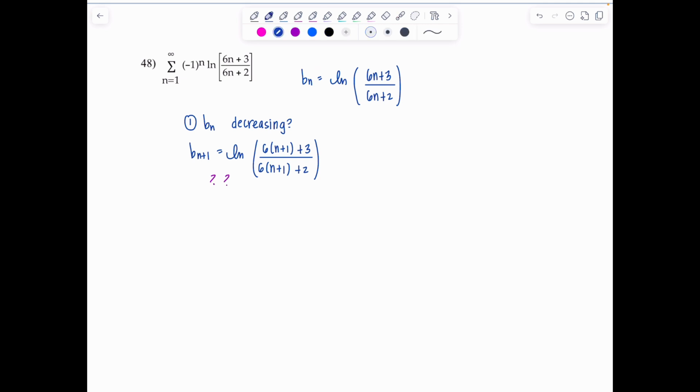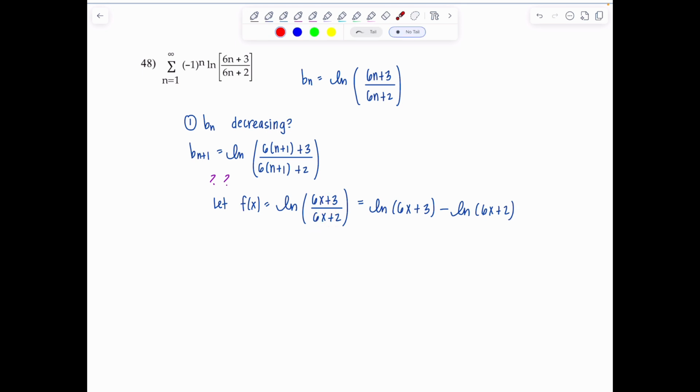So I feel like this is the perfect time we should just say, let f of x be natural log of (6x plus 3) over (6x plus 2), and then just take the derivative and see if it's always negative, okay? Don't take the derivative just yet. We have this beautiful natural log, so let's use our properties and split it into 2. This is natural log of 6x plus 3 minus natural log of 6x plus 2. Then you don't have to do nasty, nasty quotient rule, right? Because we have a chain rule situation going on.